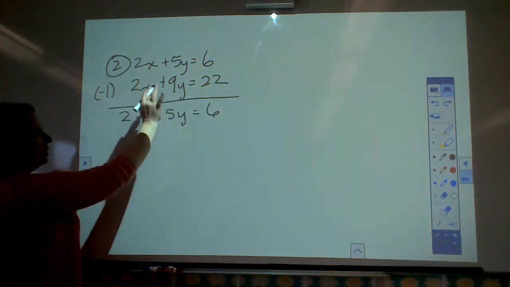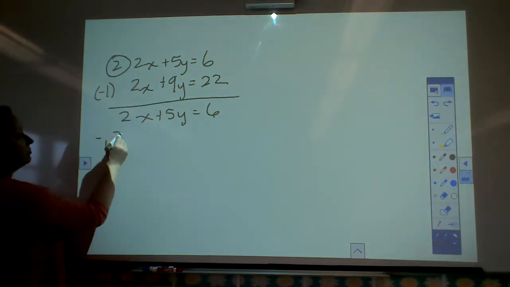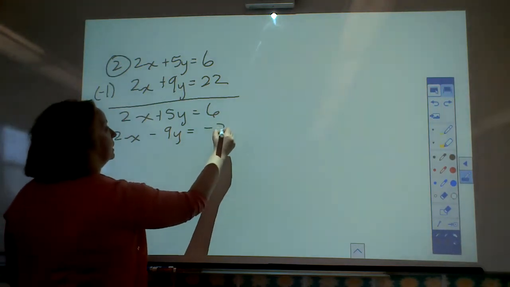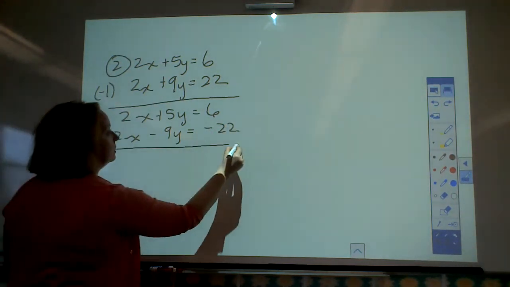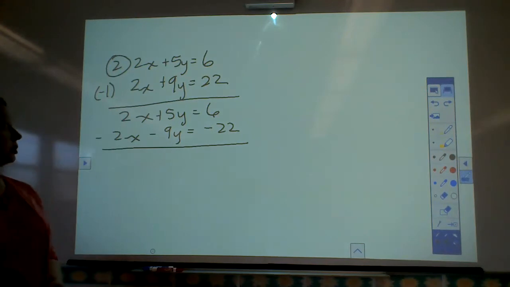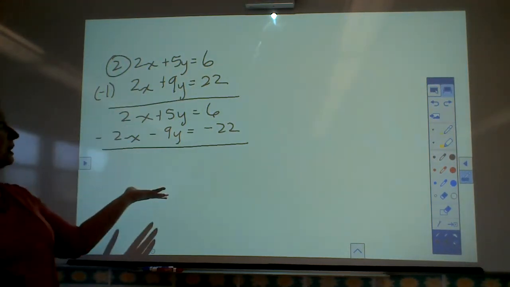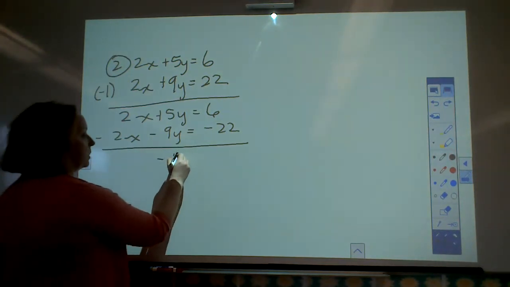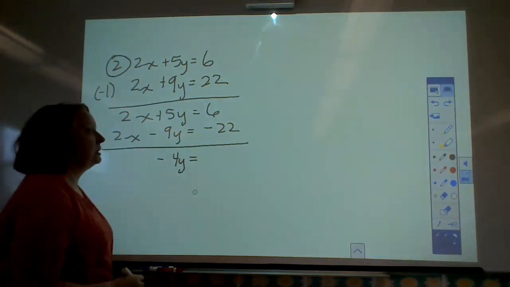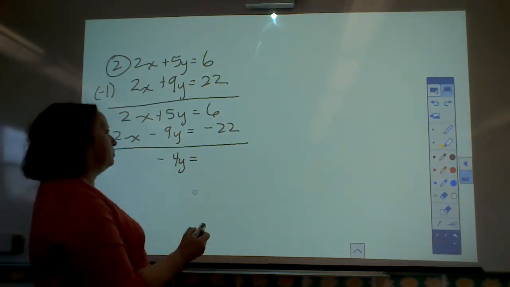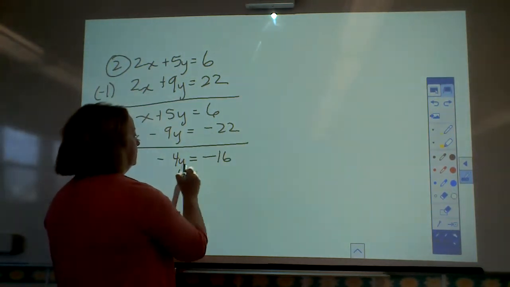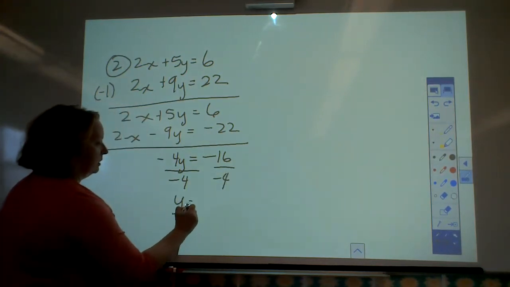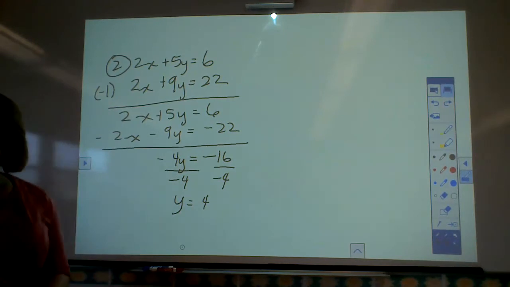And I'm just going to string a negative through here. So I get -2x minus 9y equal to -22. So now you have opposite terms, and you can easily add now and get the answer. 5 minus 9 is -4y. And then 6 minus 22 would be -16. Divide by -4. And so y is 4 here.